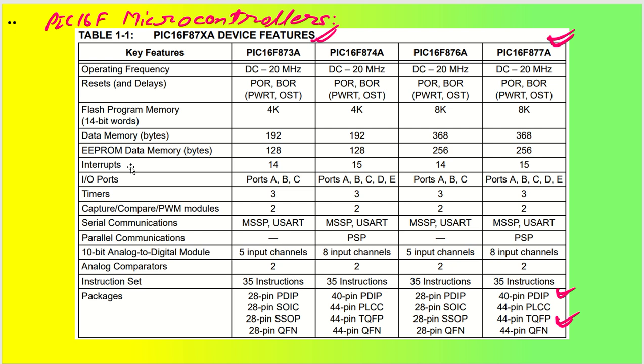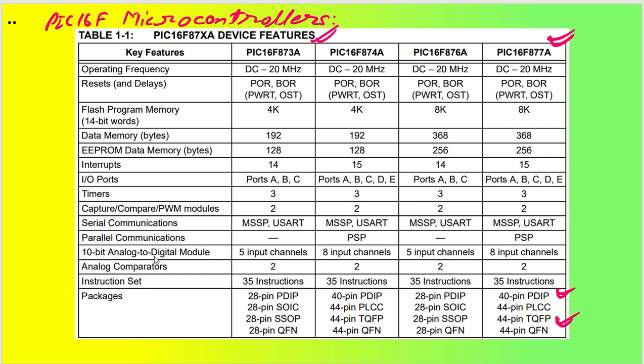Then it has interrupt capabilities, with 15 interrupts. It has IO ports, and you can see we have the maximum number of IO ports in the 877A. It also has 3 timers. It has capture, compare and PWM modules, with 2 PWM modules. If you talk about serial communication, it has MSSP and USART, which are the serial peripherals, and UART is there. It has parallel communication also, that is the parallel slave port communication.